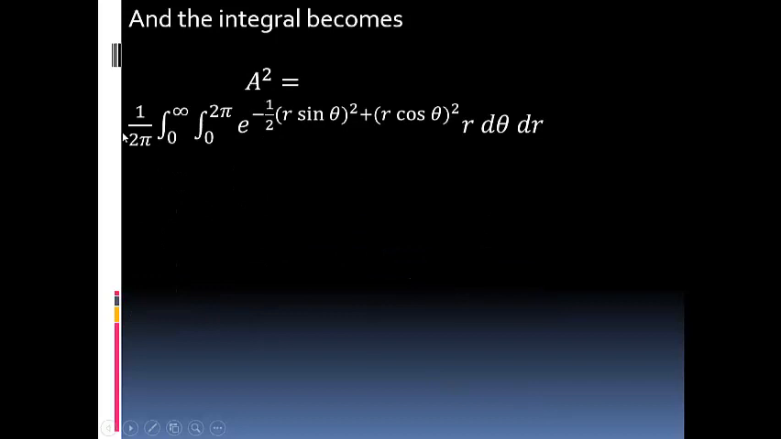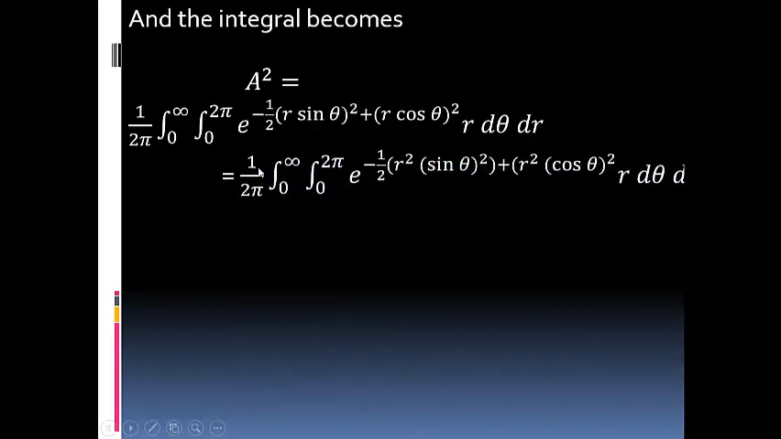a squared is equal to 1 over 2 pi times the double integral of e to the power of negative 1/2 ((r sine theta) squared plus (r cos theta) squared) r d theta dr. So what we are going to do is simplify this exponent. So we get 1 over 2 pi times the double integral of e to the negative 1/2 (r squared sine squared theta plus r squared cos squared theta) r d theta dr.